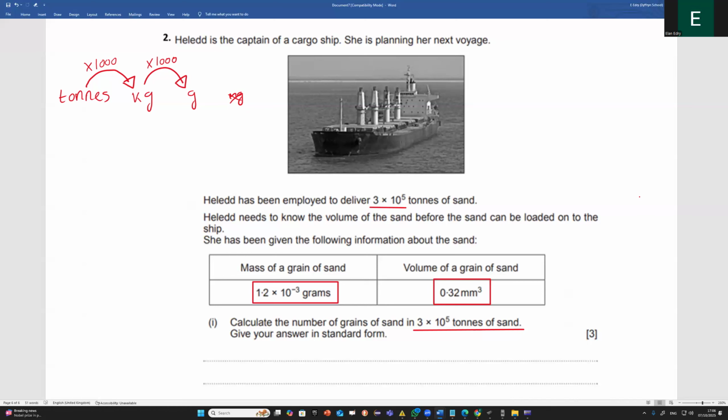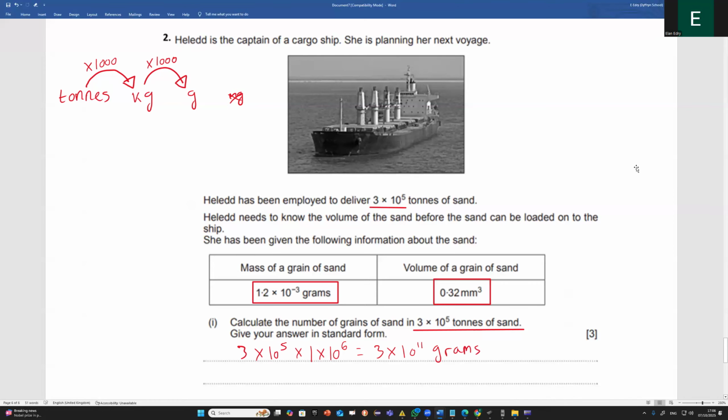Just times by 10 to the power 6. So we have 3 times 10 to the 5 times 1 times 10 to the 6, which is 3 times 10 to the power of 11. That's great. So you've got 3 times 10 to the 11 grams.